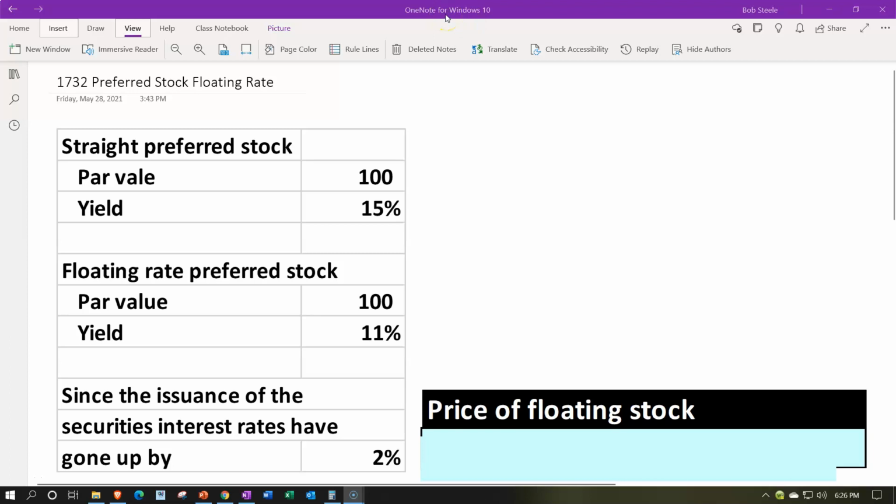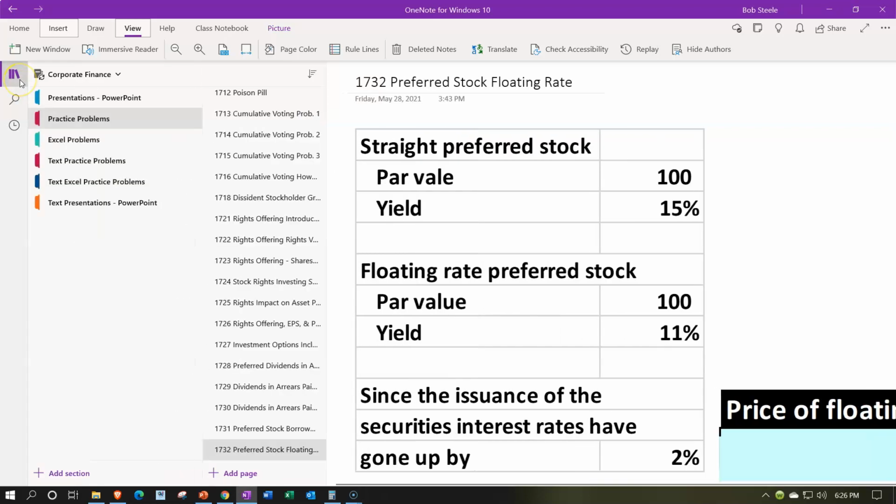If you have access to OneNote and would like to follow along, you're not required to, but if you would like to, we're in the icon on the left-hand side in the Practice Problems tab, then down in the 1732 Preferred Stock Floating Rate tab. Also note, when using OneNote, look at the immersive reader. Our presentations up top will be in the text area as well, same name, same number, but with transcripts. Transcripts that can be translated into multiple different languages and either listened to or read in them.